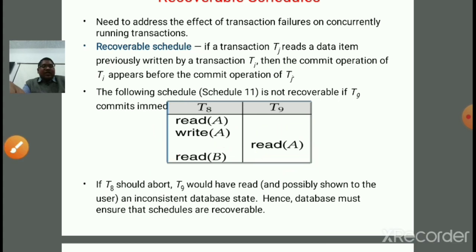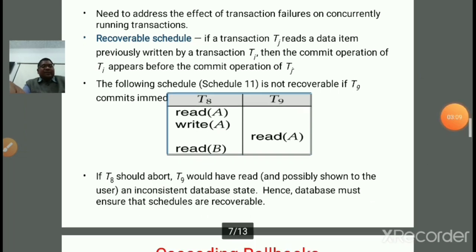So if T8 aborted and T9 is still present, then it is not recoverable. So it is an inconsistent database state, hence the database must ensure that the schedules are recoverable, right?